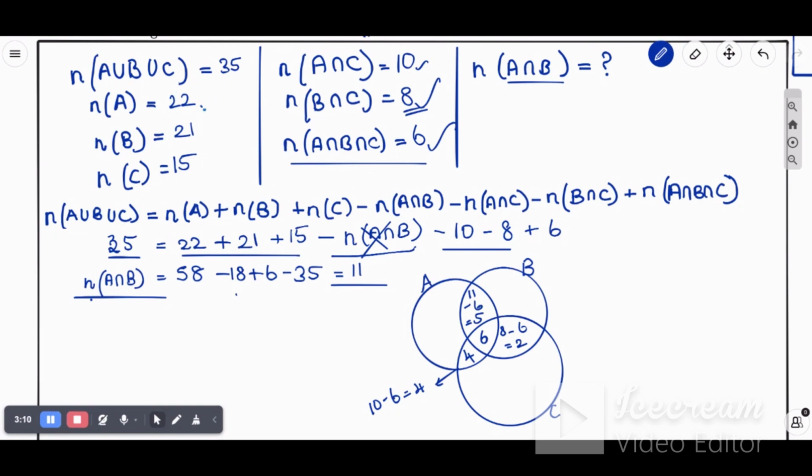n of A is equal to 22. So this entire circle is 22. So we have to put 22 minus this number 5, which we figured out, minus 5, minus the center circle, minus 6, minus 4. Hope you understood this. I am finding only this part. So that is 22 minus 6 minus 4.